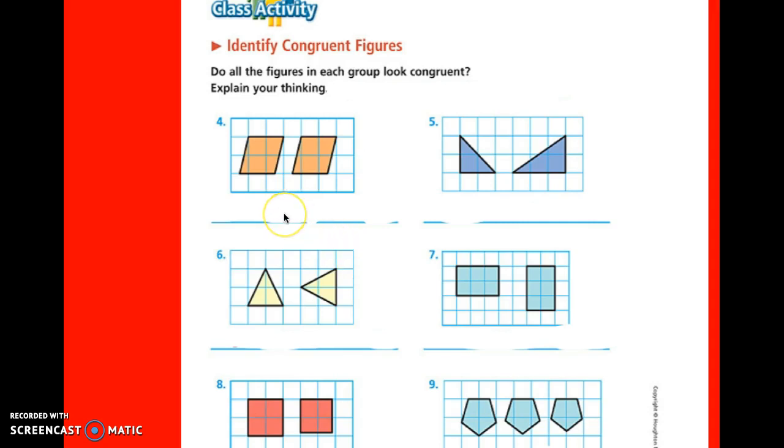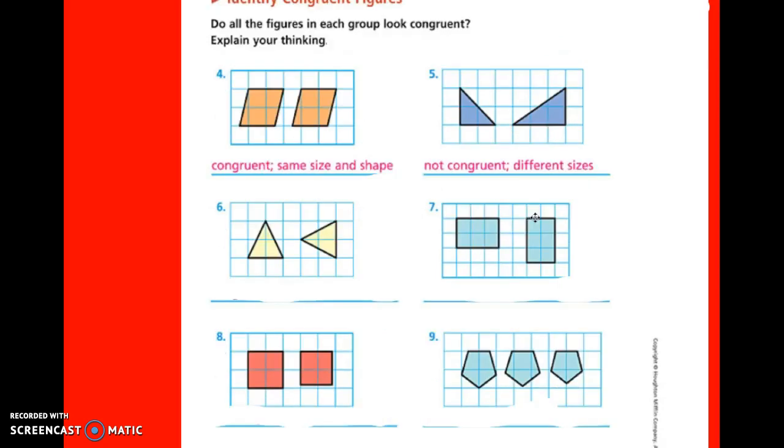So is this one congruent? And the answer should be, yes, it is congruent. They're the same size, same shape. All right, how about this next example? Are these congruent? Same size, same shape? And the answer would be no, they are not congruent. They are not the same size. They're different sizes.